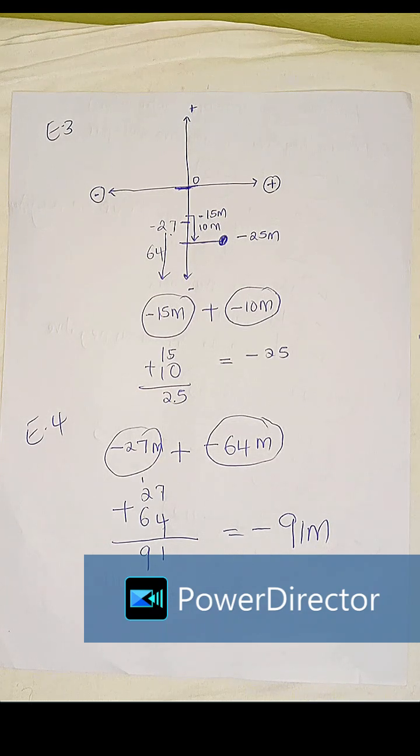Guys, remember the steps. We take the numbers, we add them, and then we indicate the answer as negative.